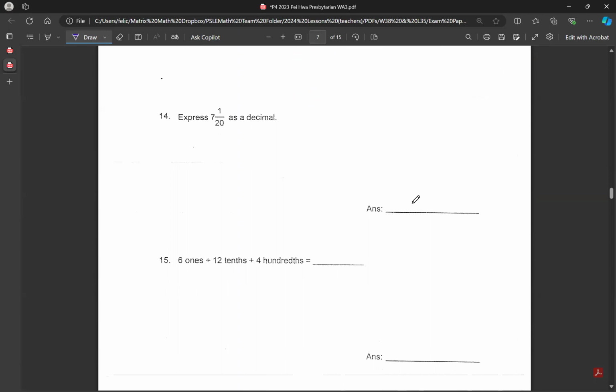Okay, express 7 whole and 1 over 20 as a decimal. To put it as a decimal, I change the denominator to 100 first. So 7 whole and 5 over 100. Once this is done, you can now put 7 point. 5 over 100 means you need 2 decimal places here, 0, 0, and then 5, oh sorry, no, my mistake. 5 goes to the second decimal place, so 7.05. This one is the 100th place. Okay, so 7.05.